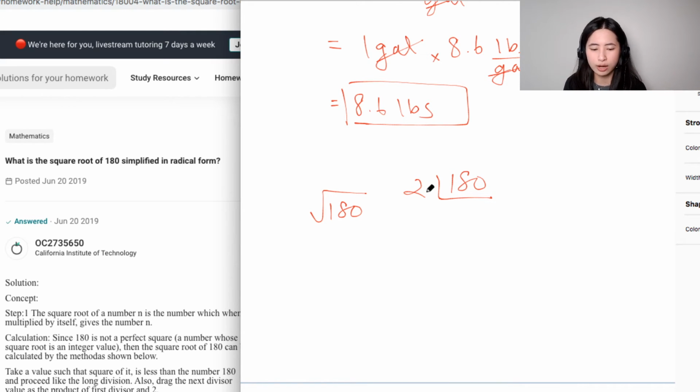So 180 divided by 2 would give me 90, right? So as you can see, 90 is an even number, right? It ends in 0, therefore I can divide this by 2. It's divisible by 2. So 90 divided by 2, I get 45, right?